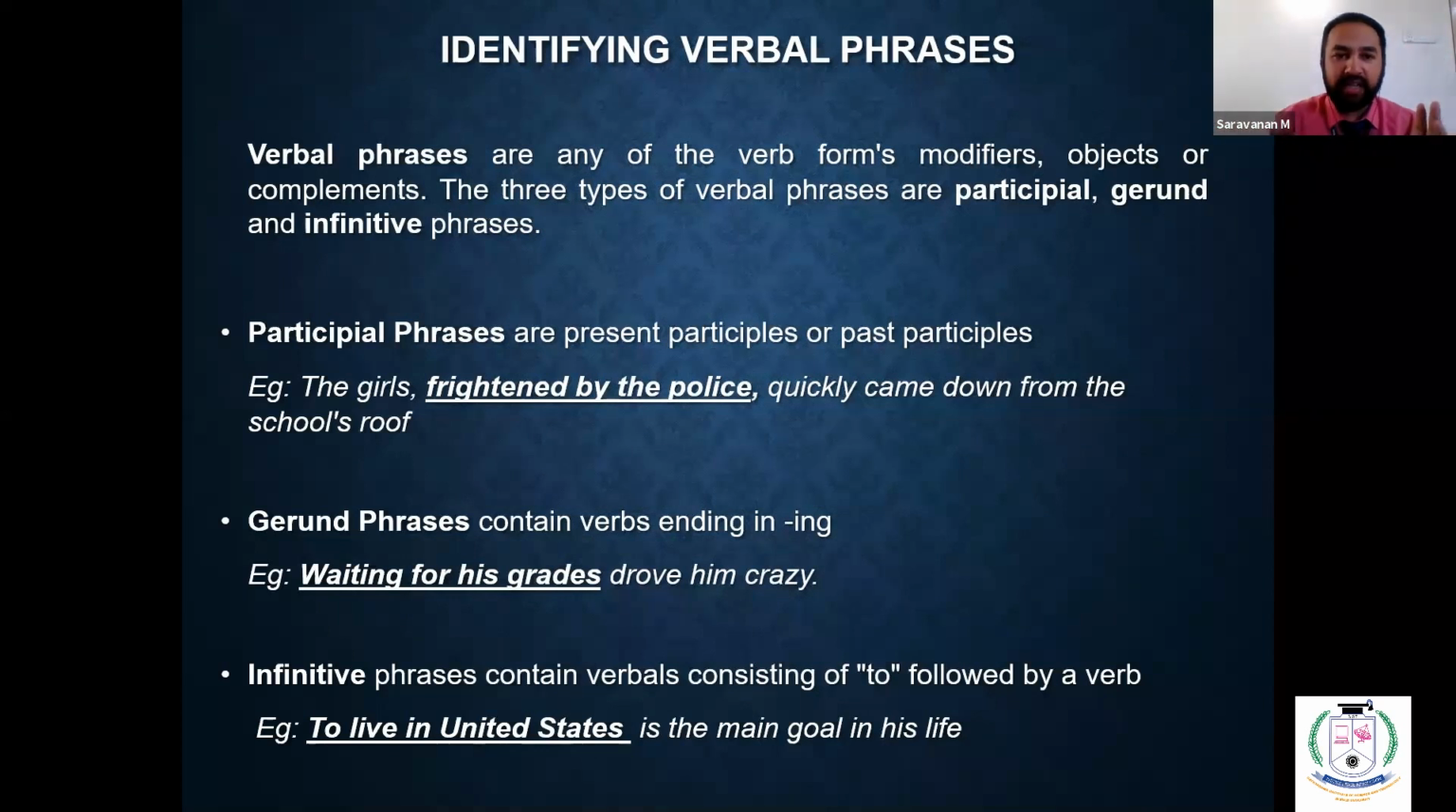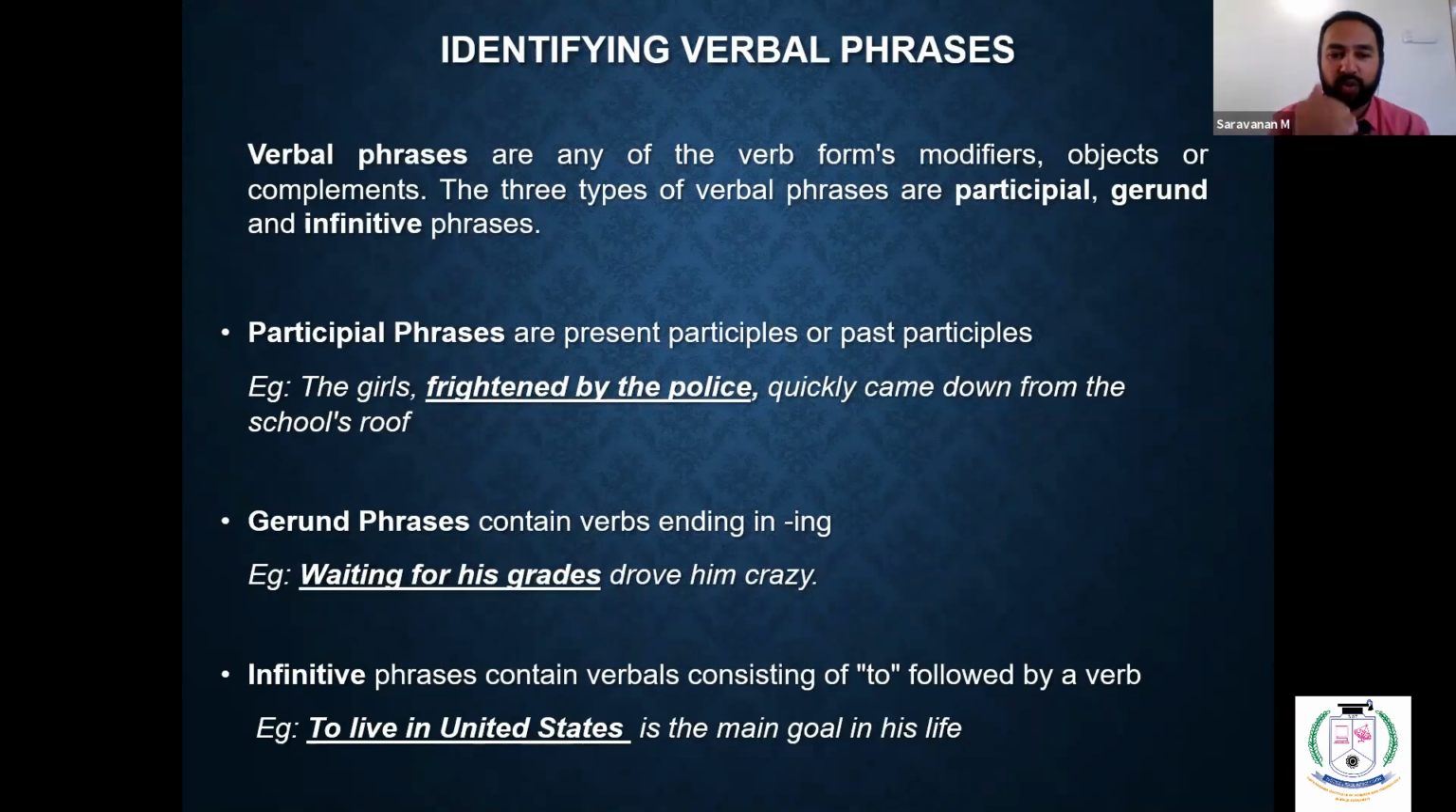In this sentence, I will leave the term verbal phrase aside and just read out the sentence. Listen very carefully: the girls quickly came down from the school's roof. Well and good. When? That is a question. That is, the girls, frightened by the police, quickly came down from the school's roof. So this is an example.